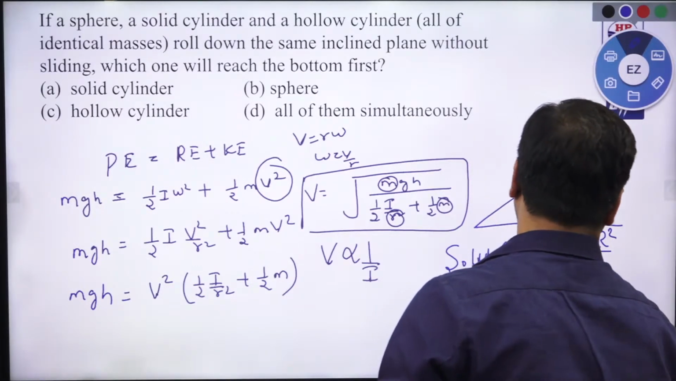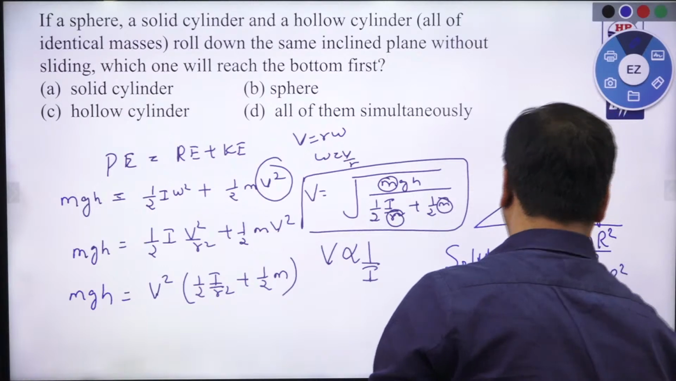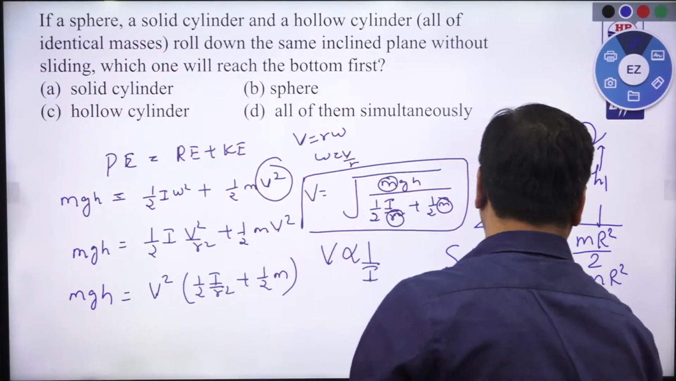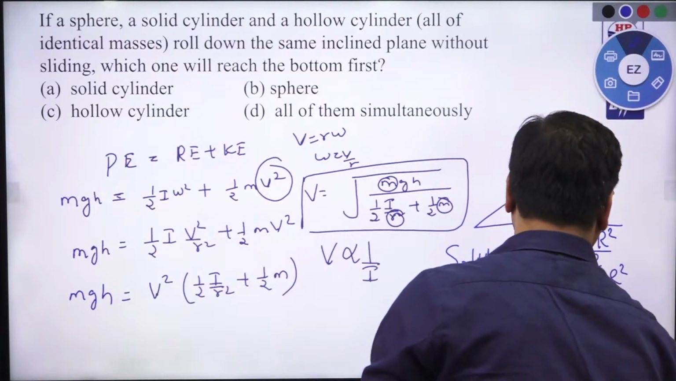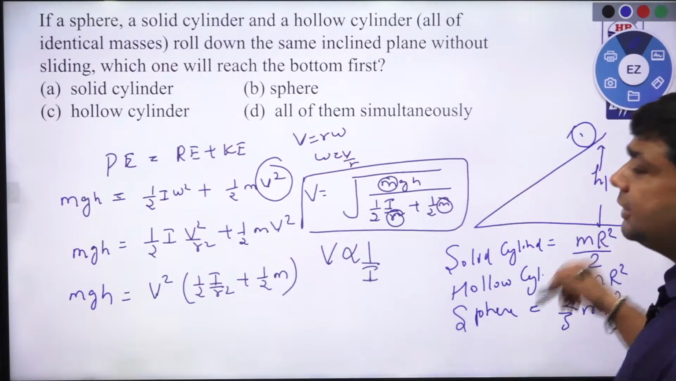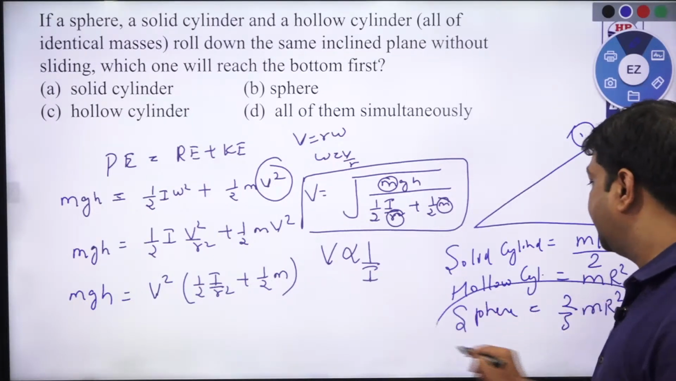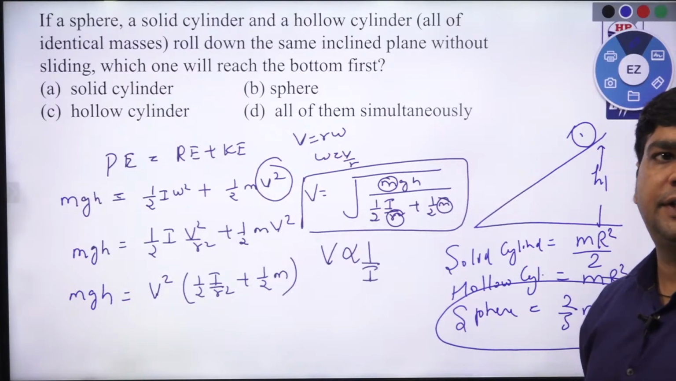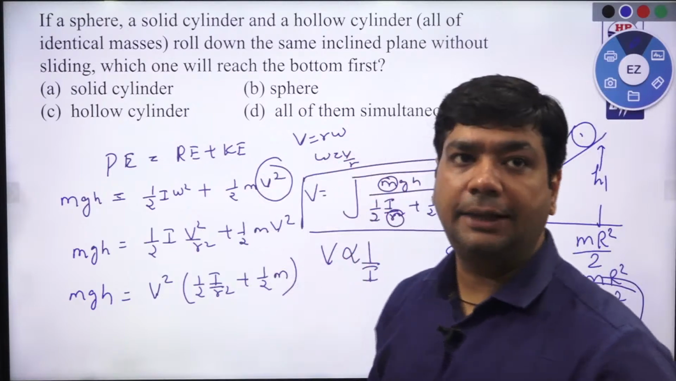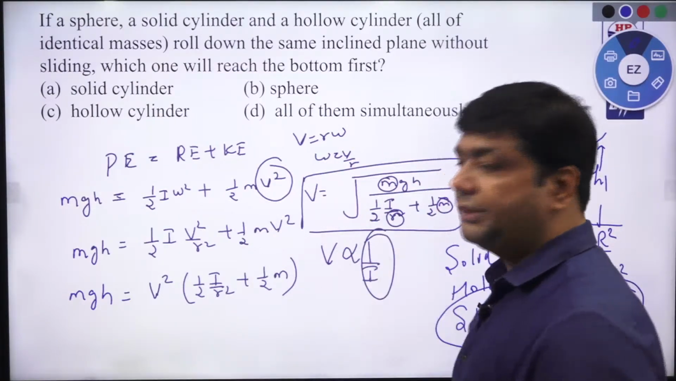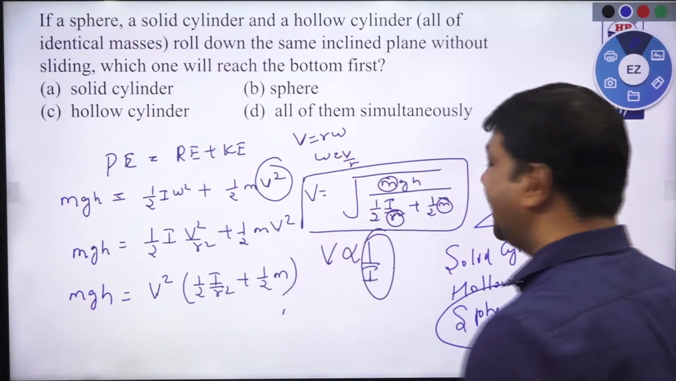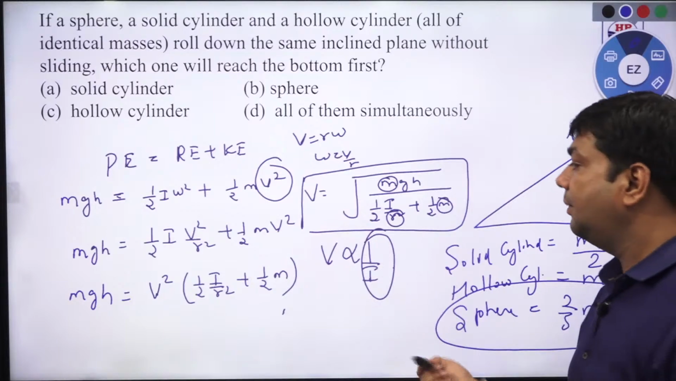The hollow cylinder has MR squared, and the sphere has 2 by 5 MR squared. So from here you can see the sphere has the least moment of inertia, so it will reach the bottom first, because velocity is directly proportional to 1 upon I. The one with the least moment of inertia has the maximum velocity, and the one with the maximum moment of inertia has the least velocity.